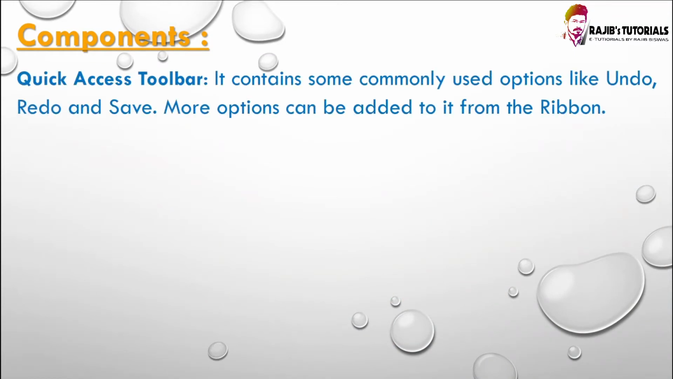Quick access toolbar. Quick access toolbar contains some commonly used options like undo, redo and save. More options can be added to it from the ribbon.